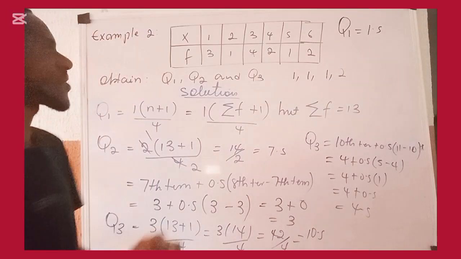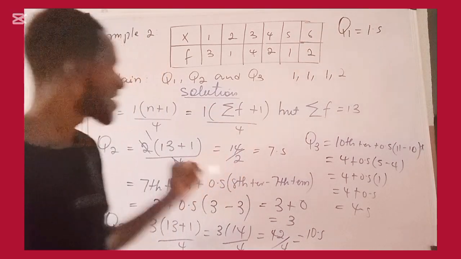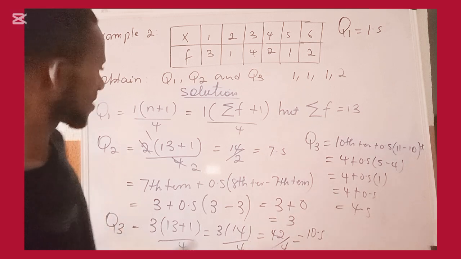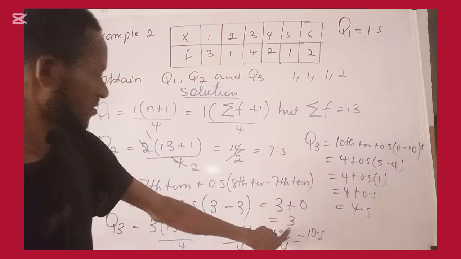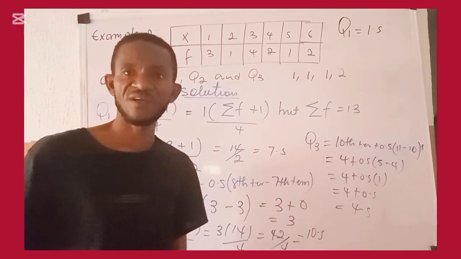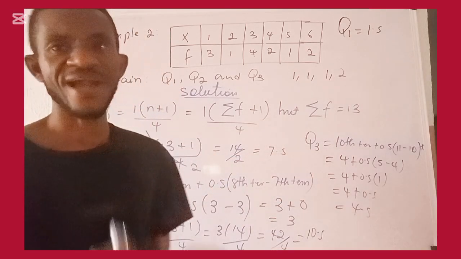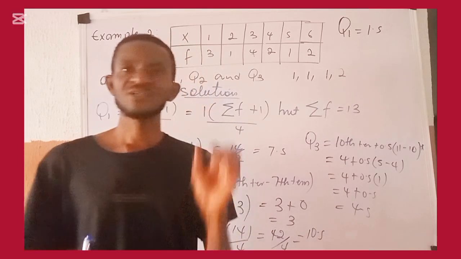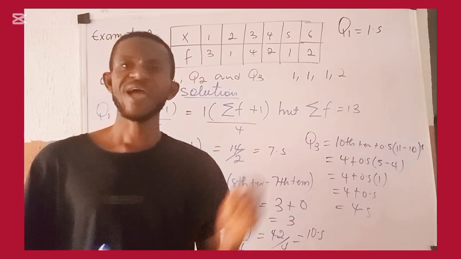Okay, so our Q1 is 1.5. Our Q2 is 3, which we had here, and then our Q3 is 4.5. And this is how to correctly arrive at the measures of quartiles from an array of data and from a group frequency table.